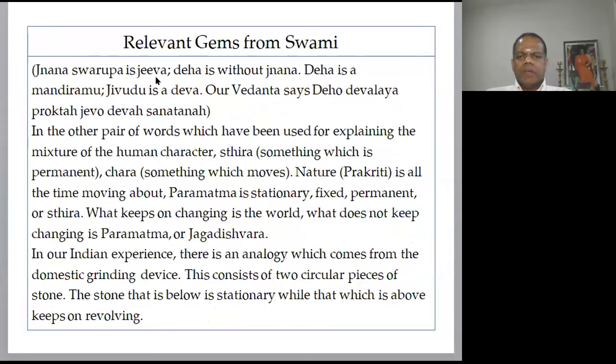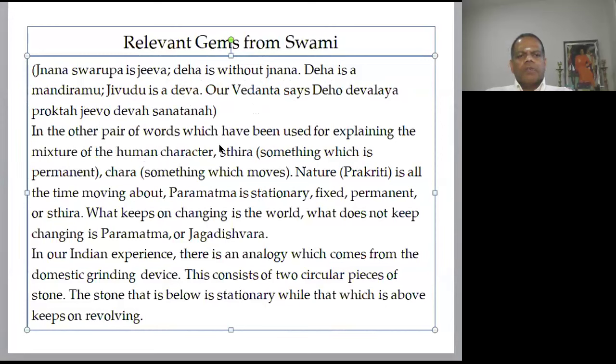Jnana Swarupa is Jiva. Deha is without Jnana. Deha is Mandiramu, means temple. Jivudu is a Deva. Jiva is Deva. Our Vedanta says, Deho Devalaya Proktaha Jivo Deva Sanatanaha.